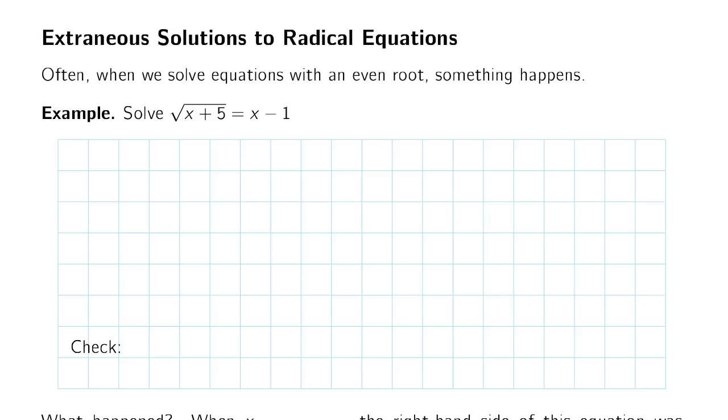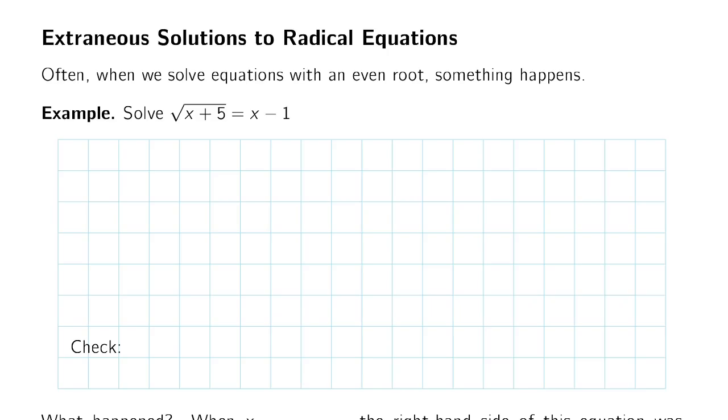Previously, we solved equations with an odd root and a variable outside the root. When we solve equations with an even root and a variable outside the root, sometimes something strange happens. So here's an example of solving an equation with an even root. We have the square root of x plus 5 equals x minus 1.